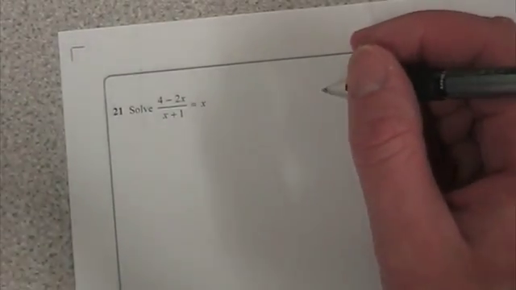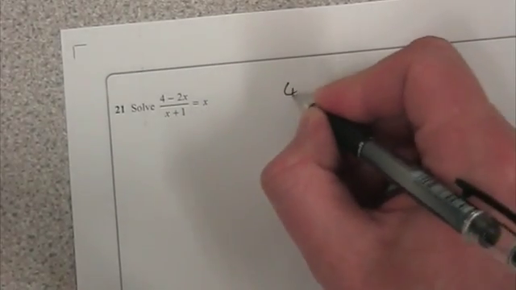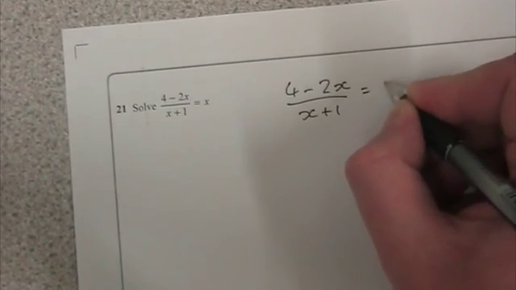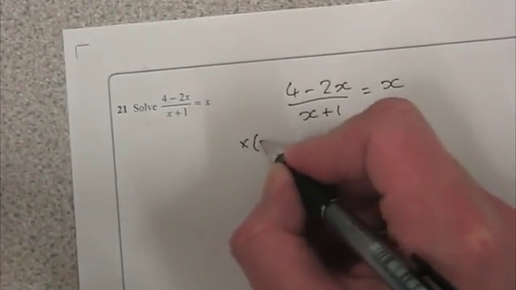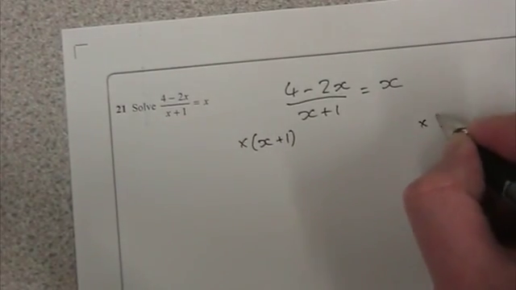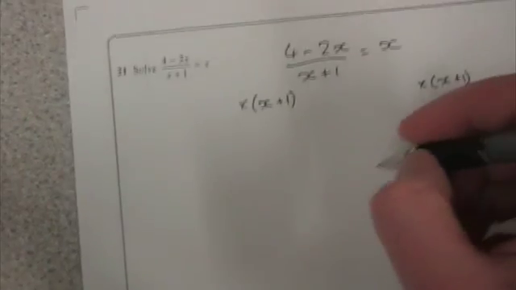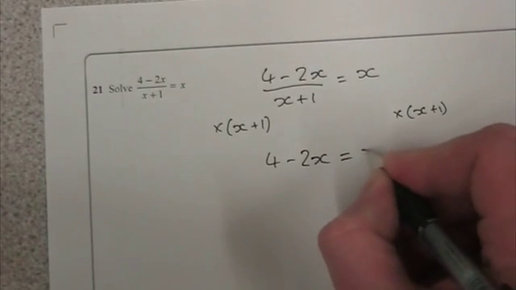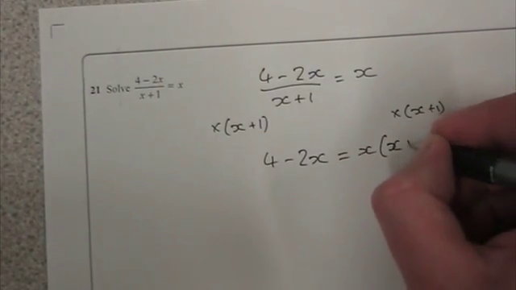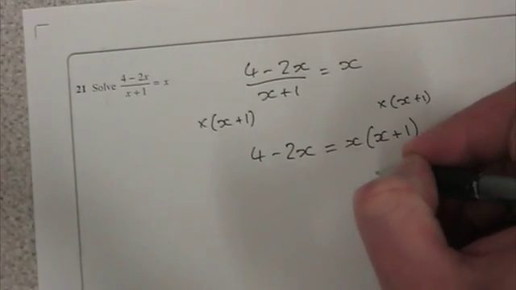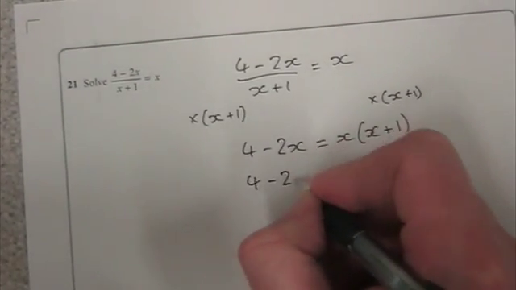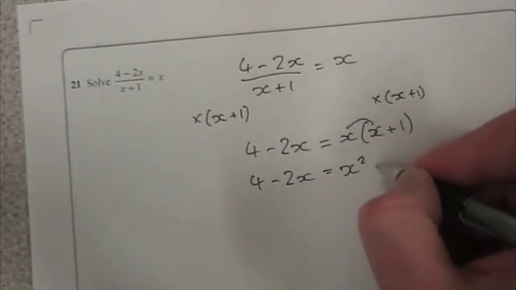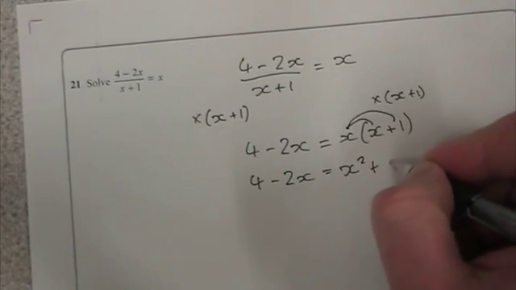Question 21 asked me to solve this equation. So I've got 4 minus 2x over x plus 1 equals x. So I'm going to times both sides by x plus 1. And that gives me 4 minus 2x equals x plus 1. Once I've done that, I'm going to expand those brackets. So 4 minus 2x equals x times x, which is x squared, plus x times 1, which is x.